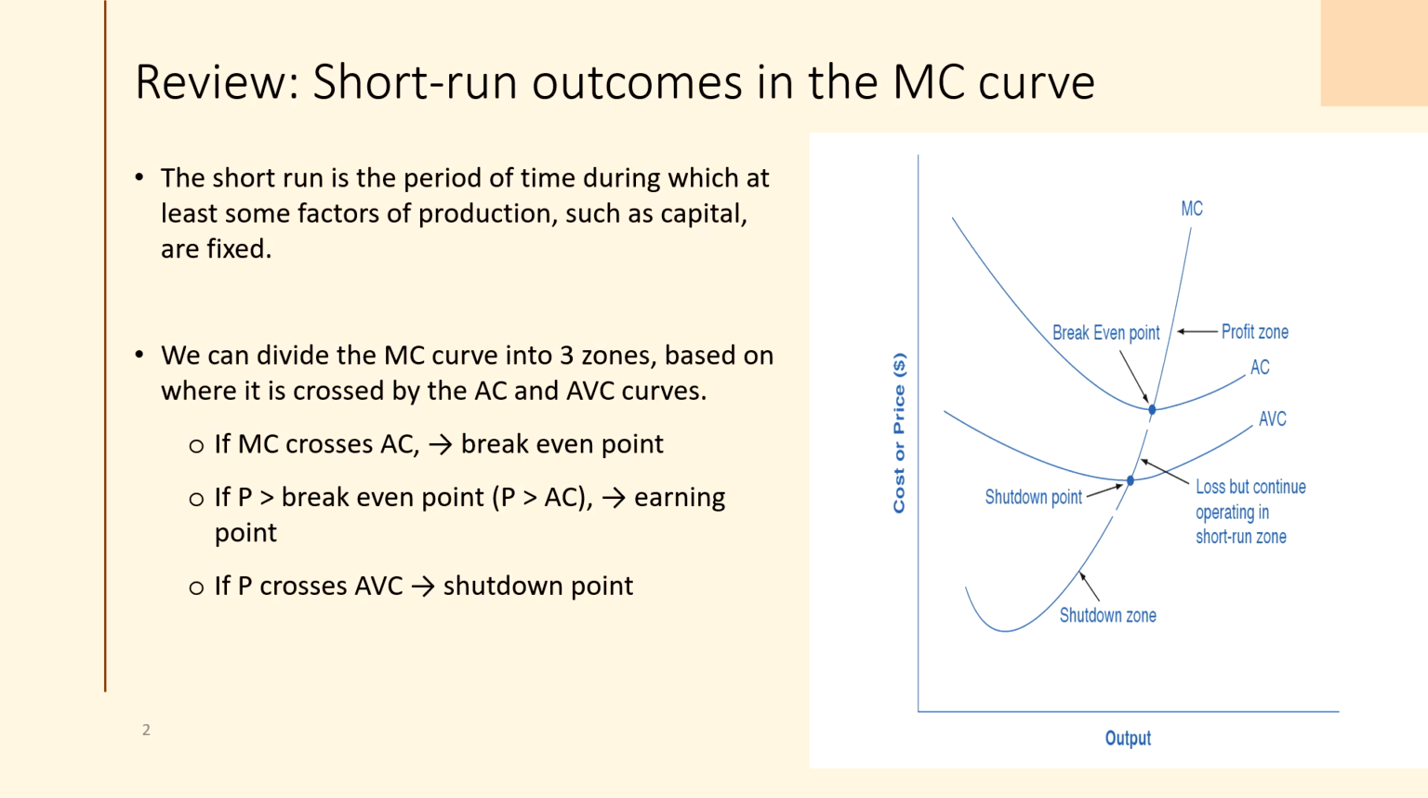When the marginal cost curve crosses the average cost curve, that point represents the break-even level. If price is above the average cost, the firm is earning profit. If the price crosses the average variable cost curve, that point represents the shutdown point. This framework helps us understand the firm's decision in the short run.